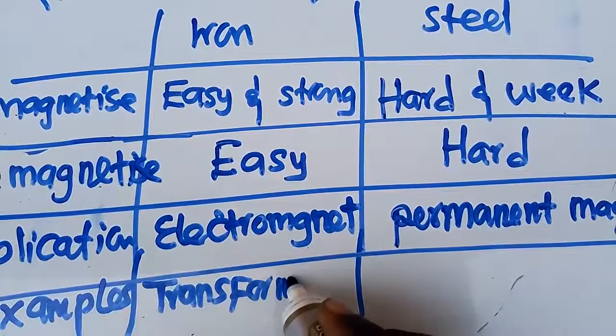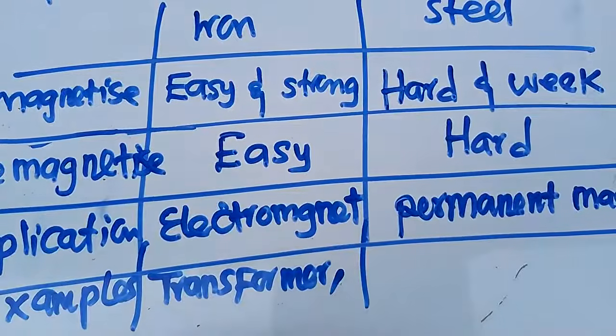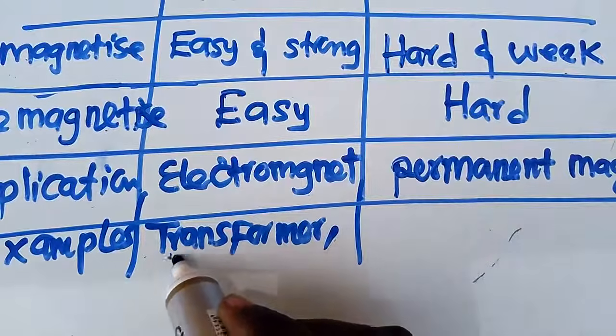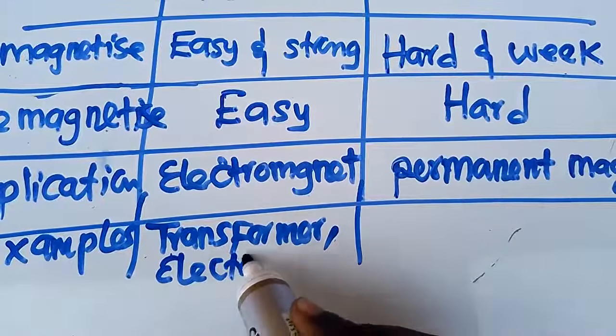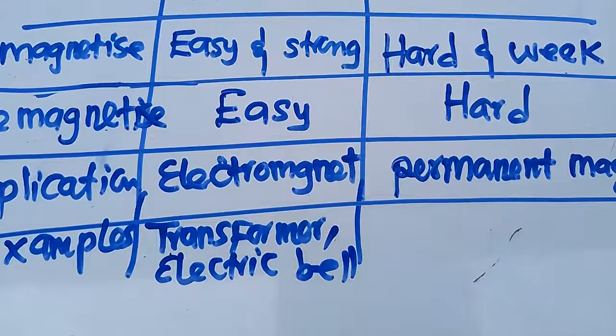You can talk of a transformer. Have you seen a transformer? An electric bell. In that electric bell, we find iron. So we also have that one as its example: electric bell, where we find iron.